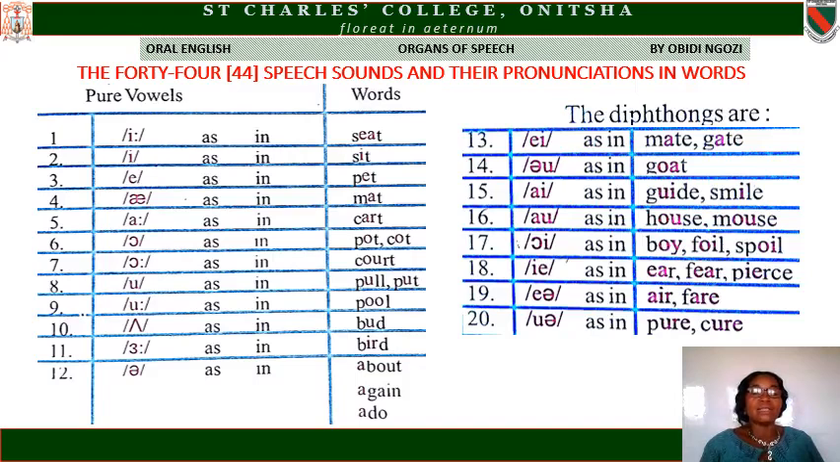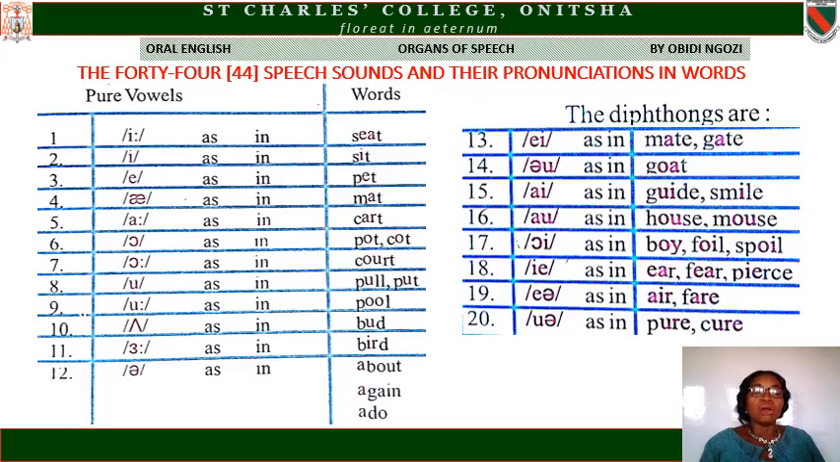6, O as in pot. 7, O as in cut. 8, U as in pull and put. 9, U as in pull. 10, A. It is choky. When you pronounce this, you find out that it is choky in the throat. A as in bird. We have other words like cap, blood, hat, bad.